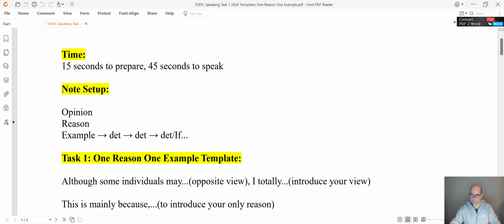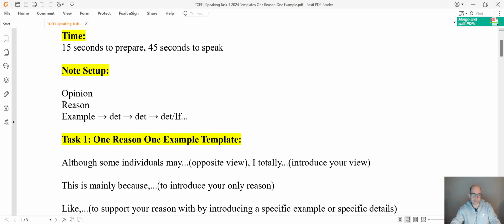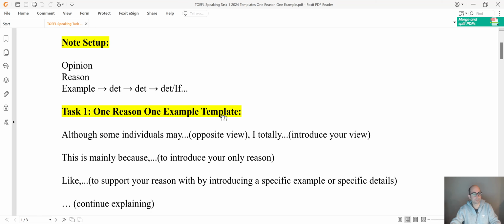You're going to state your opinion, again, a word or a short phrase, right? Same thing with your reason. This is going to be your only reason in this kind of scenario. And then you're going to mention your example with the additional details right next to it, as many as you can in that short period of time, which is 15 seconds.